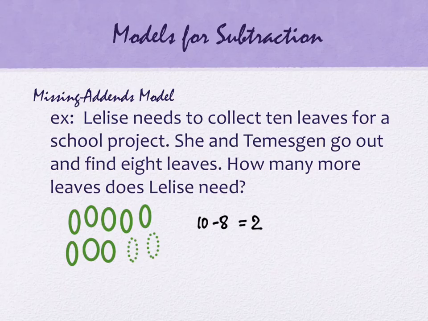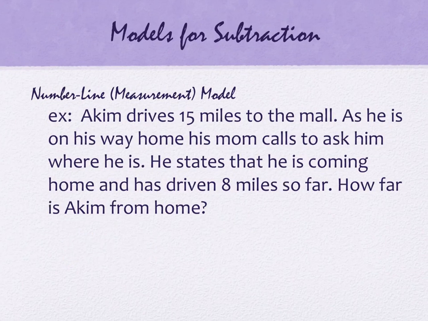She just doesn't have them yet. We have too little and we need additional. Right, we need additional. So this one's a missing add-ins model, okay? And then the third one that we're going to look at is called a number line or measurement model.